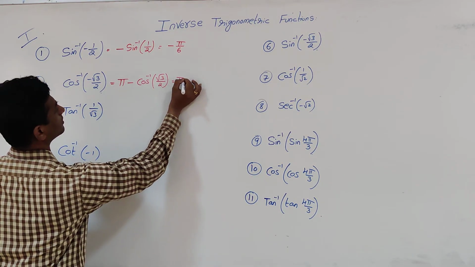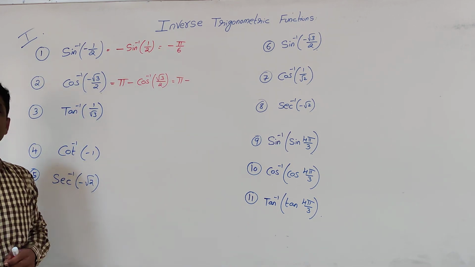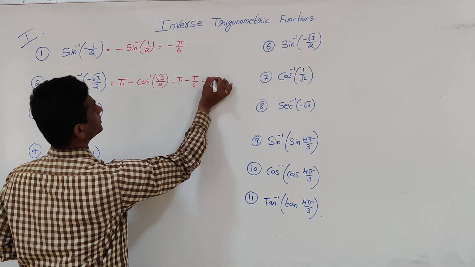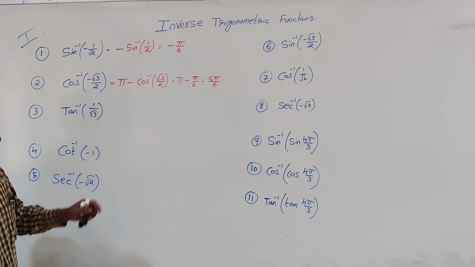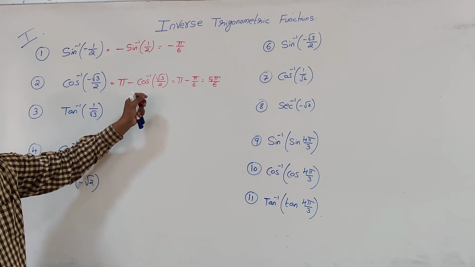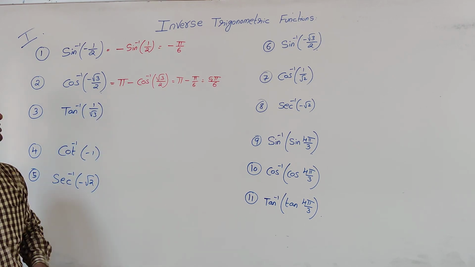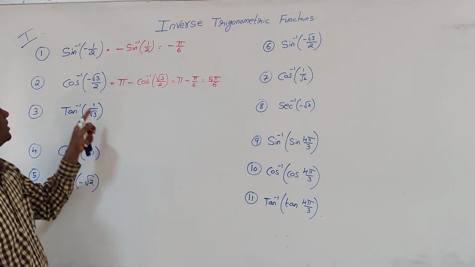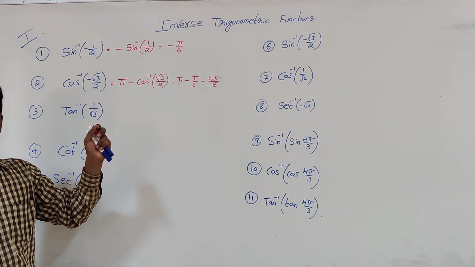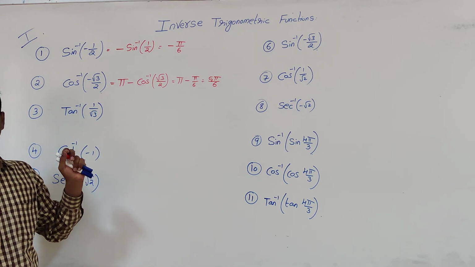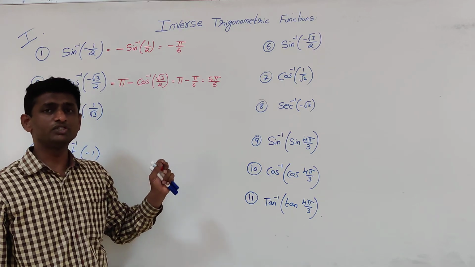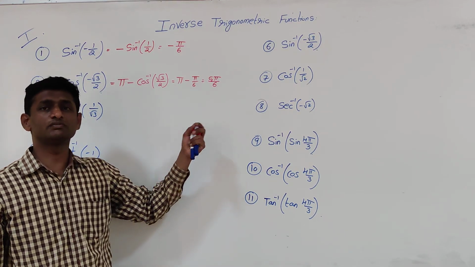So pi minus, but cos inverse of root 3 by 2 is pi by 6, which gives 5 pi by 6. Because cos 30 is root 3 by 2, cos inverse of root 3 by 2 will be 30 degrees. So pi minus pi by 6 is 5 pi by 6. As I told you, the domain of cos inverse of x is closed interval minus 1 comma 1, and the range is from 0 to pi, meaning the angle should lie between 0 to pi. So 5 pi by 6 is the angle which lies between 0 to pi.